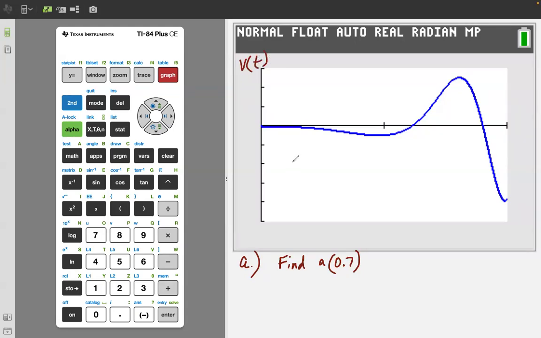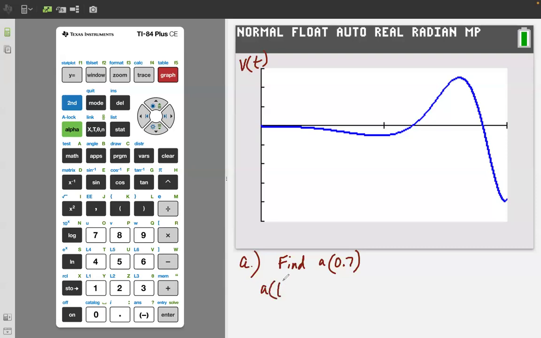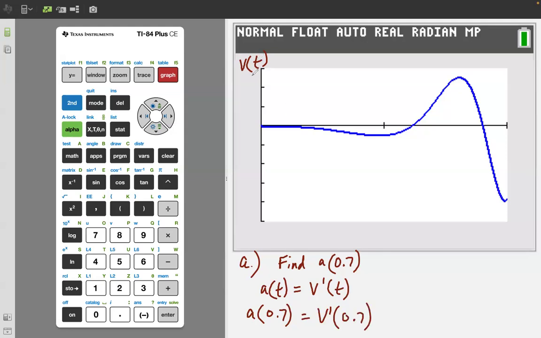So what is the link between velocity and acceleration? Acceleration, a of t, is the first derivative of velocity. So it's v prime of t. So we're looking for a of 0.7, which means v prime of 0.7. Since we're looking at the graph of v, we want the slope at 0.7.